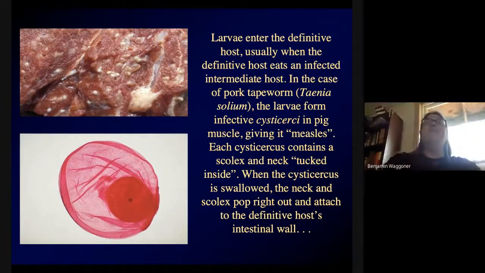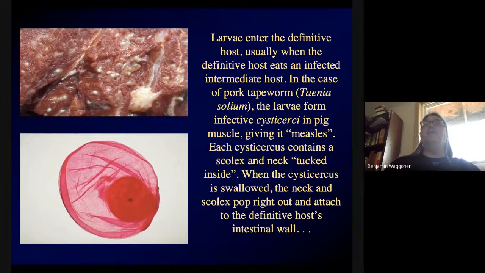Up at the top, that's a sample of pork that's got cysticerci embedded in it. Meat inspectors call this measles. So you have pork measles up there. They'd also have to look for beef measles in the case of the cow tapeworm, Taenia saginata. This is the kind of thing you would have to look for and be able to find if you are a USDA meat inspector.